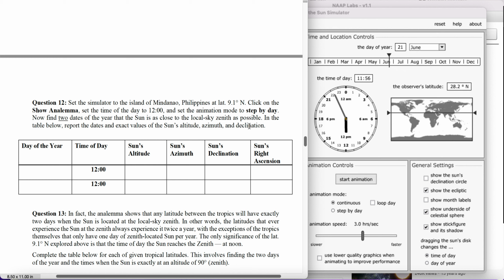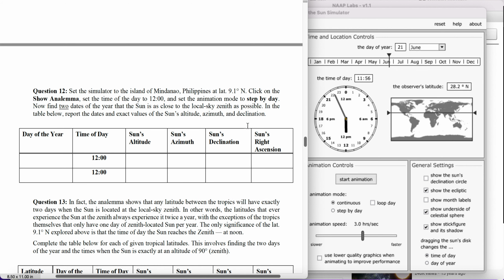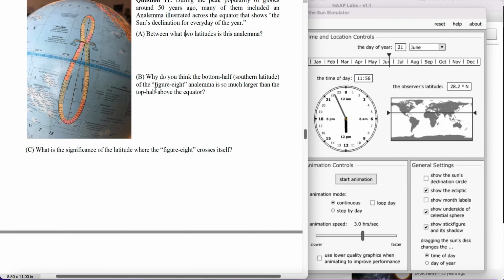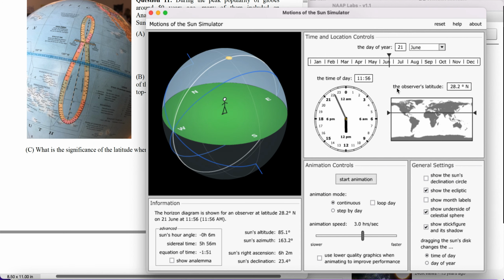So we get into question 12, which is the first of our questions where we're going to really start to have some fun messing around with and exploring the analemma. So we're going to set the simulator to the island of Mindanao, Philippines at a latitude of 9.1 degrees, which is well within the tropics, near the equator. And a cool idea here: if you look really carefully, although it's hard to see in this image of the globe, that actually is where they cross, okay? So 9.1 degrees is that special point where the figure eight crosses over itself.